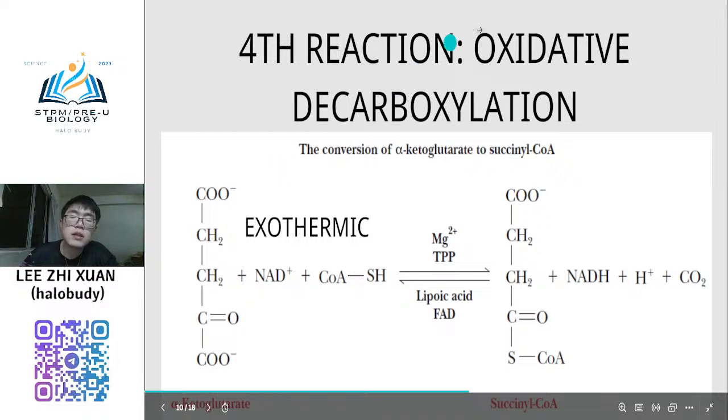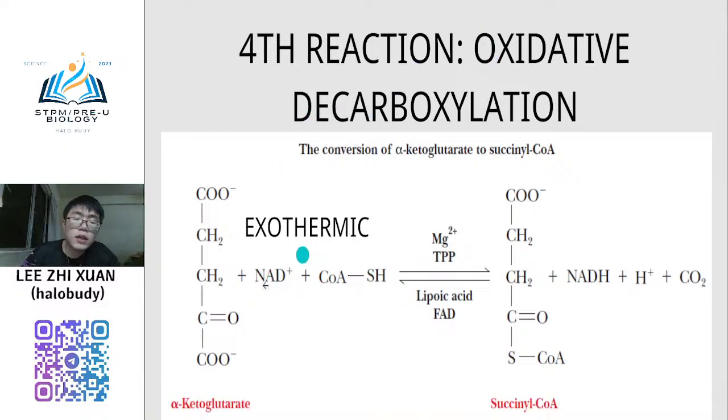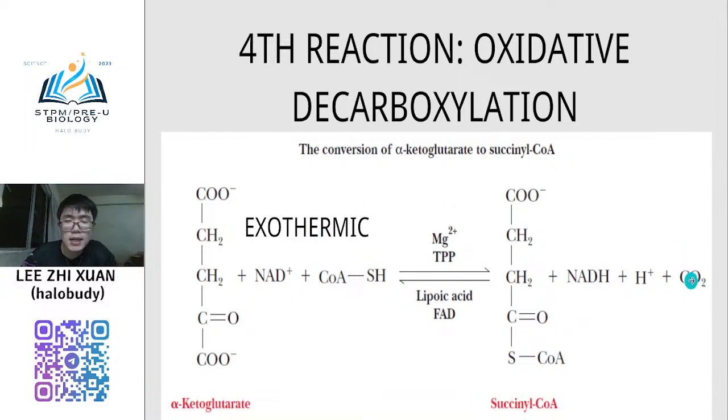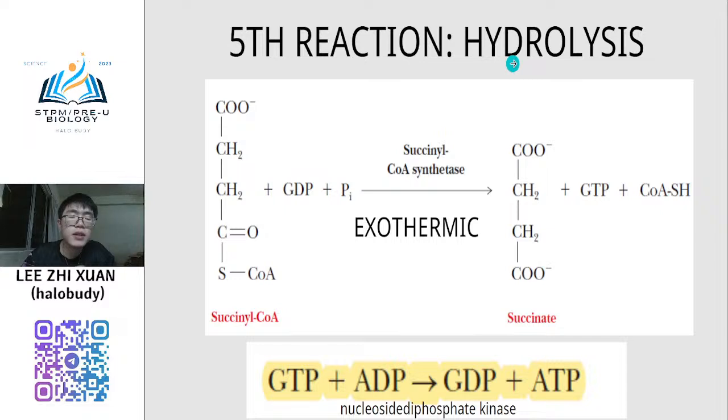Okay, so this one is also oxidative decarboxylation. The NAD plus will be reduced to form NADH, and one carbon dioxide is released. So this reaction is the same as the link reaction. The fifth reaction is a hydrolysis reaction. The succinyl CoA will be hydrolyzed to form succinate. You see here, the coenzyme A is released already, and then one water molecule will be added here.